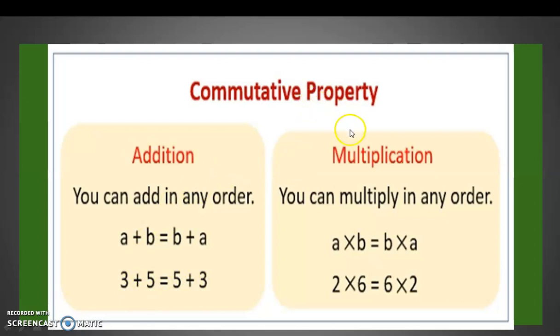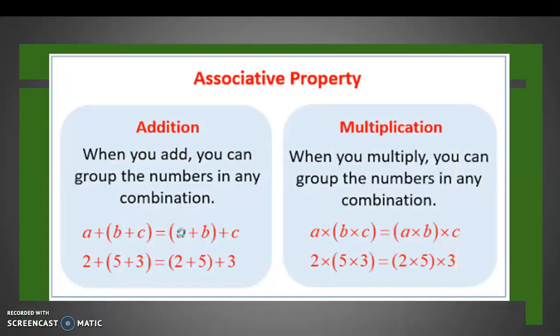Coming to the commutative property of multiplication, it says that if we multiply two whole numbers in any order, the answer remains the same. a into b will be equal to b into a. 2 sixes are 12, 6 twos are also 12. When we have two whole numbers, we call it the commutative property. For 3 or more whole numbers, it becomes the associative property.